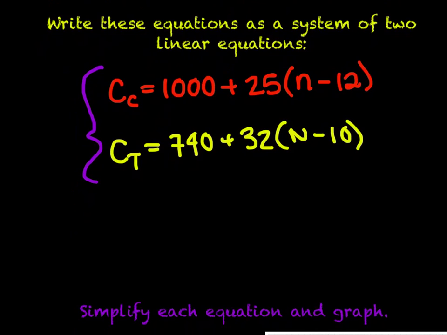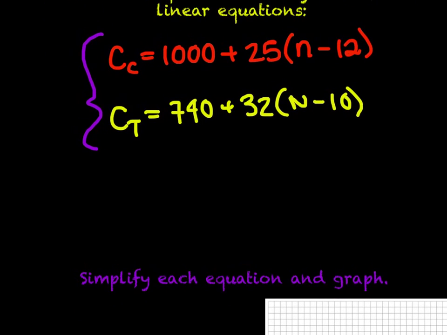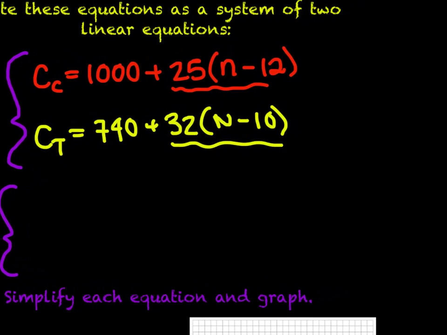Now our next step, I'm going to just move this down a little bit. We need to simplify each equation and graph them. In order to simplify them, we're going to be getting rid of the parentheses on each one of the equations and turning it into y equals mx plus b form, because otherwise we can't graph it. So let's turn these equations into a system of equations, but have them be in slope-intercept form.